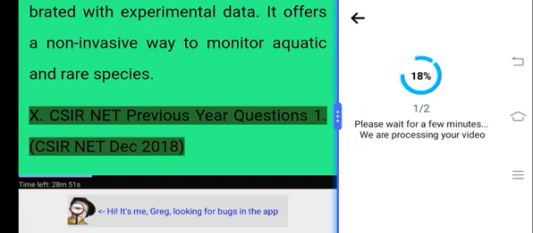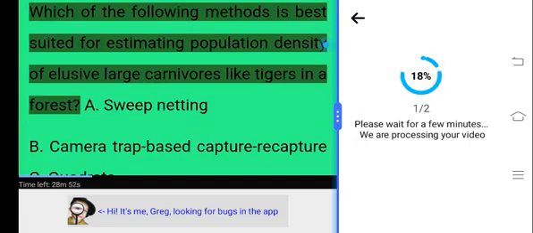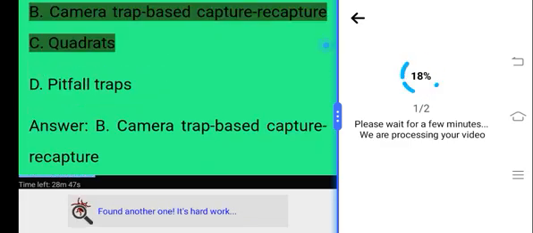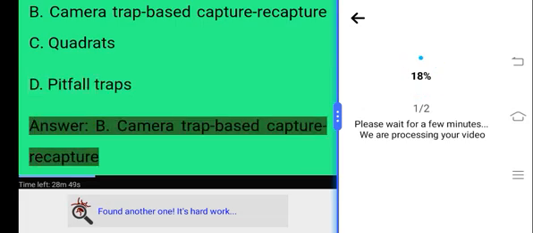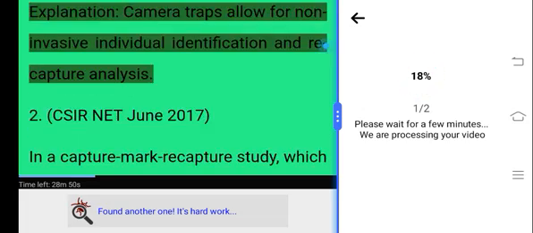10. CSIR NET previous year questions. 1. CSIR NET December 2018. Which of the following methods is best suited for estimating population density of elusive large carnivores like tigers in a forest? A. Sweep netting. B. Camera trap-based capture recapture. C. Quadrats. D. Pitfall traps. Answer: B. Camera trap-based capture recapture. Explanation: Camera traps allow for non-invasive individual identification and recapture analysis.